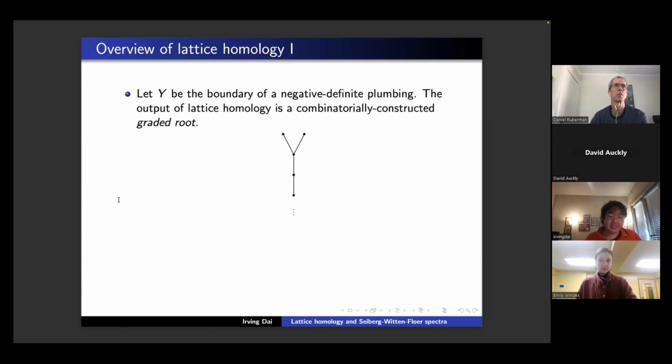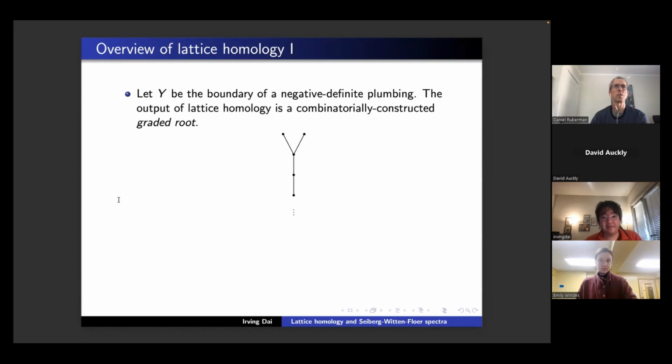All right, so what is lattice homology? Lattice homology is a combinatorial invariant for 3-manifolds introduced by Ozsváth and Szabó. Let me first talk to you about the overall output of lattice homology. If I give you a plumbed 3-manifold, which is presented as the boundary of, let us say, a negative definite plumbing.